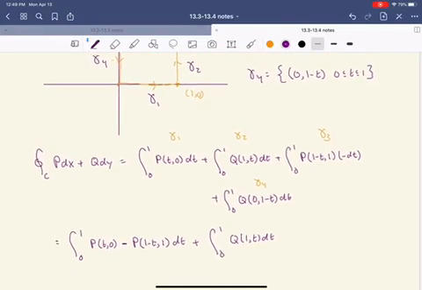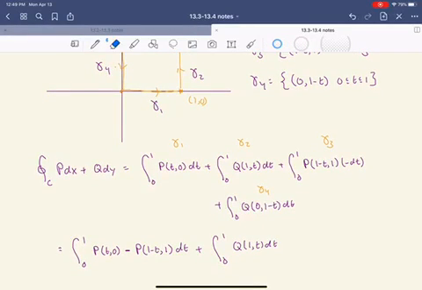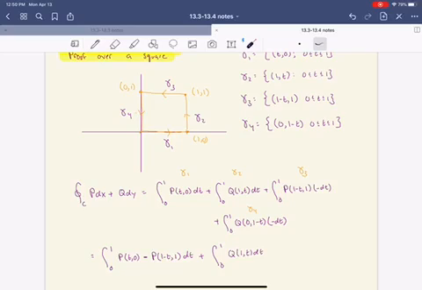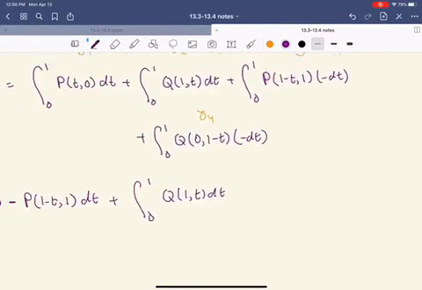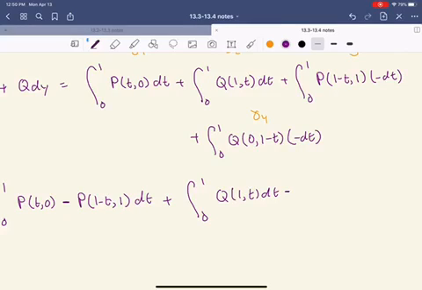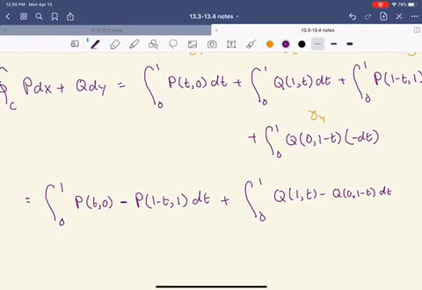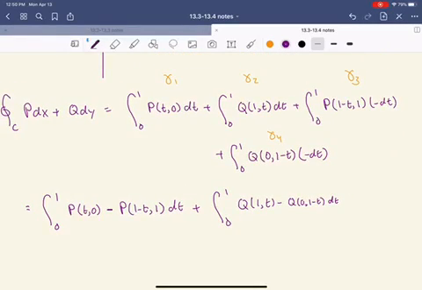Ooh, I made a mistake on gamma 4. That should have been a negative dt. I'm sure you were all noticing that while you were watching the video. And the reason was, of course, because here dy would have been negative dt. So that saves us, otherwise it wouldn't have worked. This needs to be minus q of 0, 1 minus t dt. Okay, so far so good?